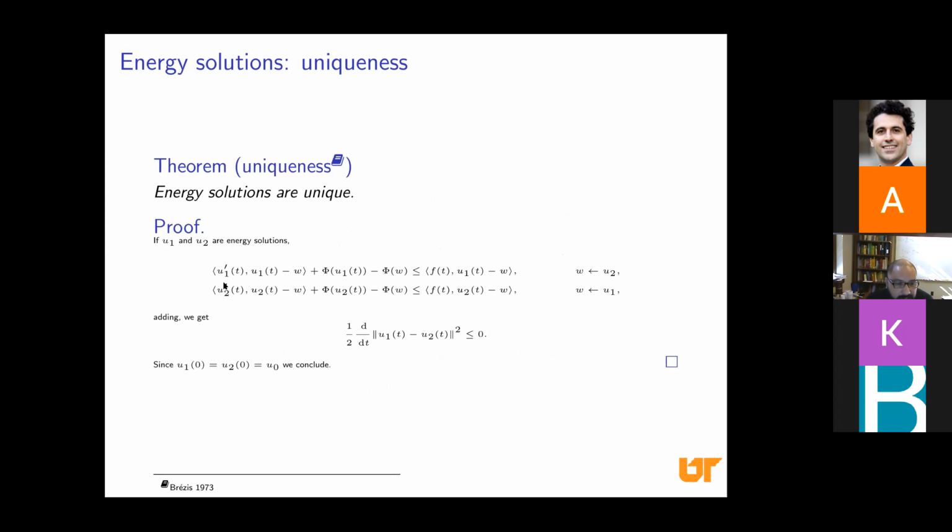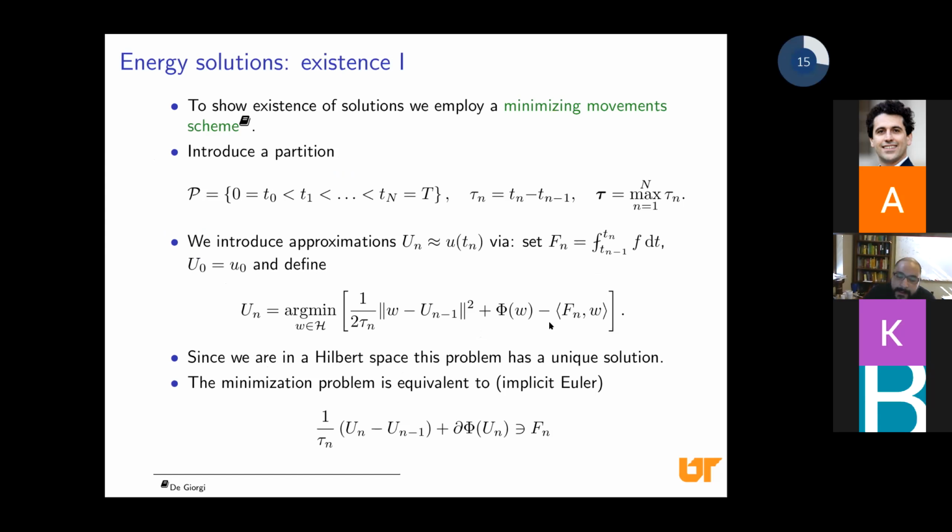And here, when you add, you get the derivative of the difference times the difference. That is, because you're in a Hilbert space, half of the derivative of the norm squared, and that is less than or equal to 0. So the norm is a non-increasing function, but you start at 0 because they both start at the same point, the same initial condition, so they have to coincide. So this is a good definition, because almost for free you get uniqueness of solutions. To show existence, you need to do a little bit more work, but still it's not so complicated.